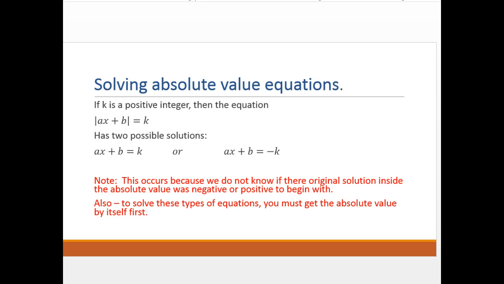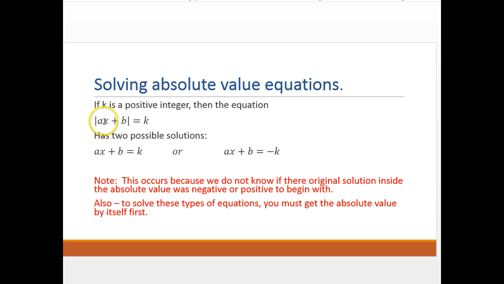An absolute value equation can always be broken down to something like this. If k is a positive integer, then the equation, the absolute value of ax plus b, close our absolute value, equals k, has two possible solutions. Either ax plus b equals k, or ax plus b equals negative k.